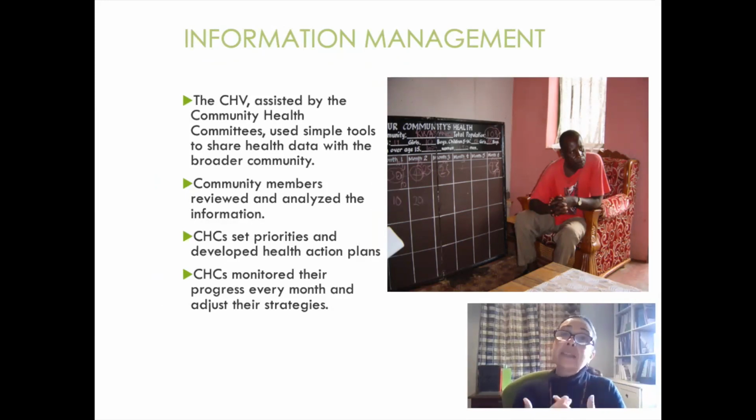Then the community health committees would set priorities based on the bulletin board and on these discussions and integrate these into their action plans. And community health committees monitored their progress every month and adjusted their strategies. And you can see that there's writing on that community health bulletin board according to those health indicators. So this was the health management.